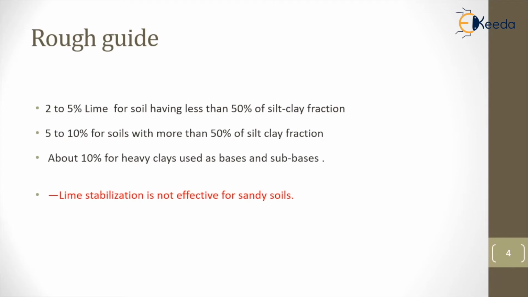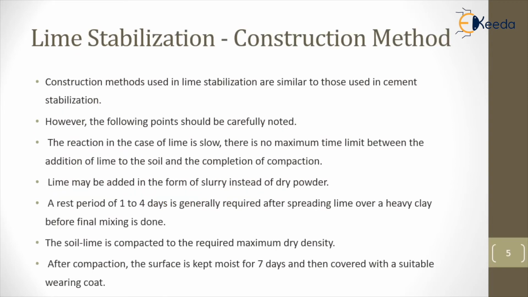So let's see the amount of lime that can be added to the soil for the stabilization. First is 2 to 5 percent of lime for soil having less than 50 percent silt clay fraction. For soil having more than 50 percent silt clay fraction, 5 to 10 percent of lime is added. About 10 percent can be added for heavy clays that are used as base and subbase, and this type of stabilization is not suitable for sandy soil.